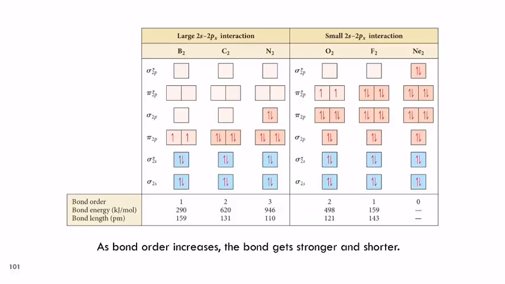You start with 3 p atomic orbitals from each atom, and you need to end up with 6 molecular orbitals. And the way they combine is this: 1, 2, 3, 4, 5, 6.